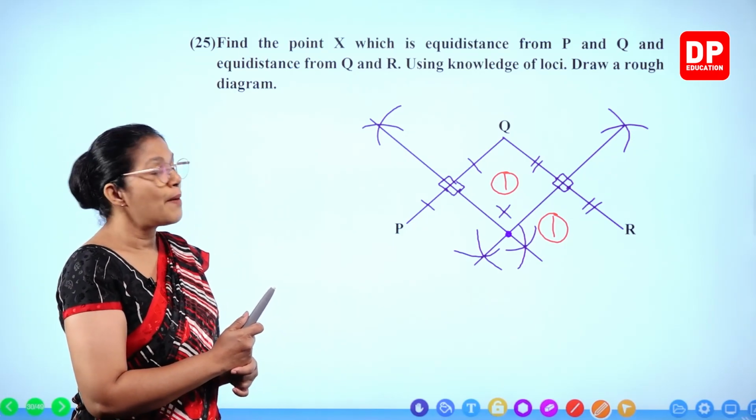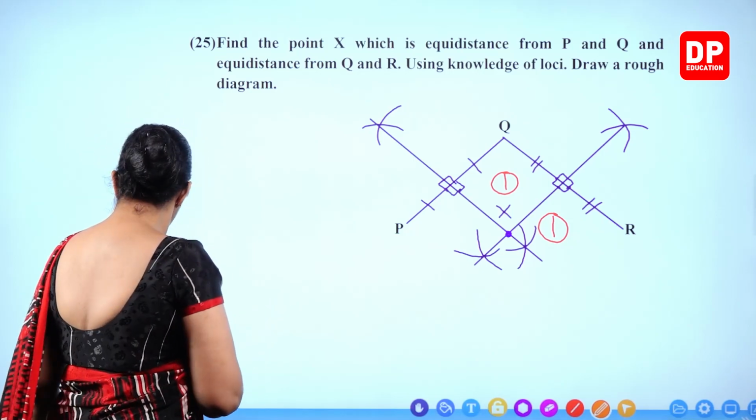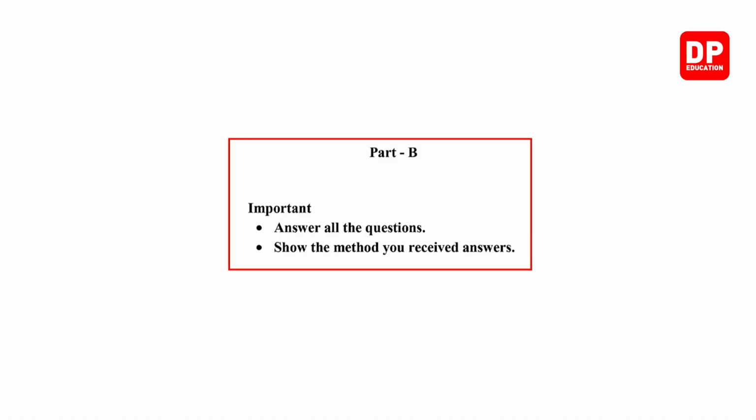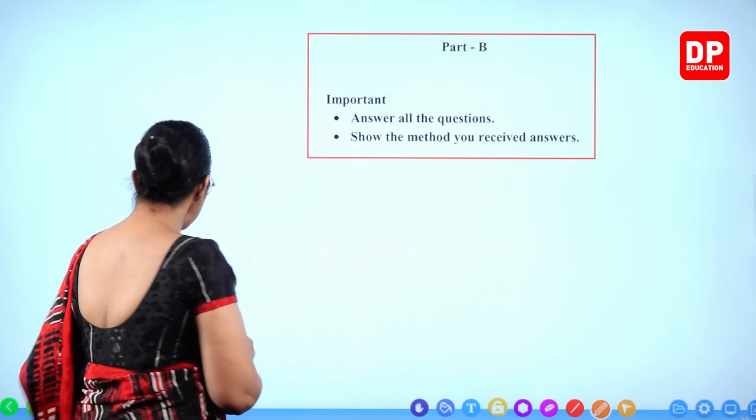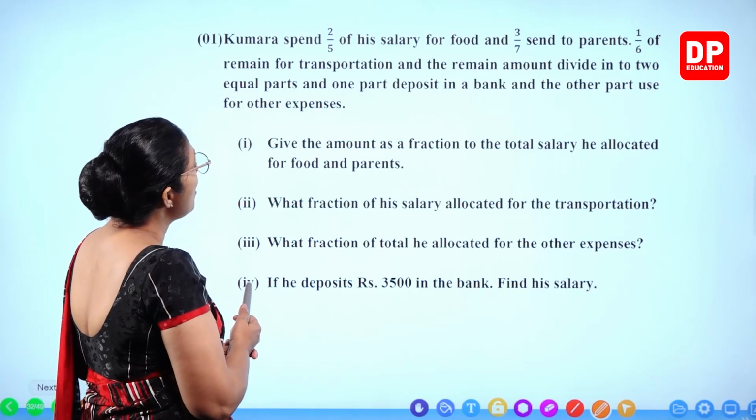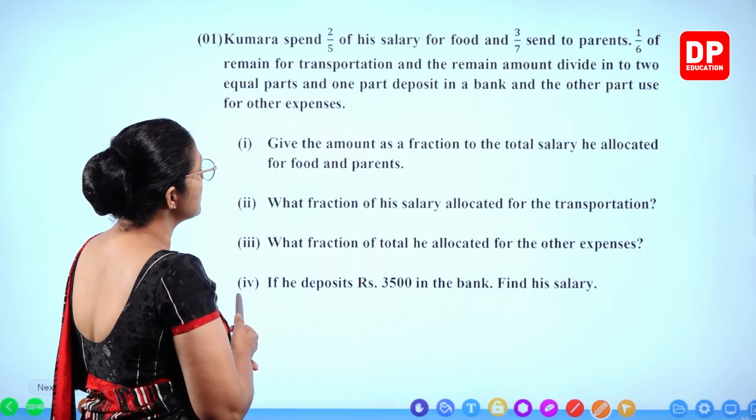So let's take part 2 now. This is part B. You have to answer all the questions and show the method you used to get the answers. So you get marks for the method as well. Let's take question number 1. It's about fractions.